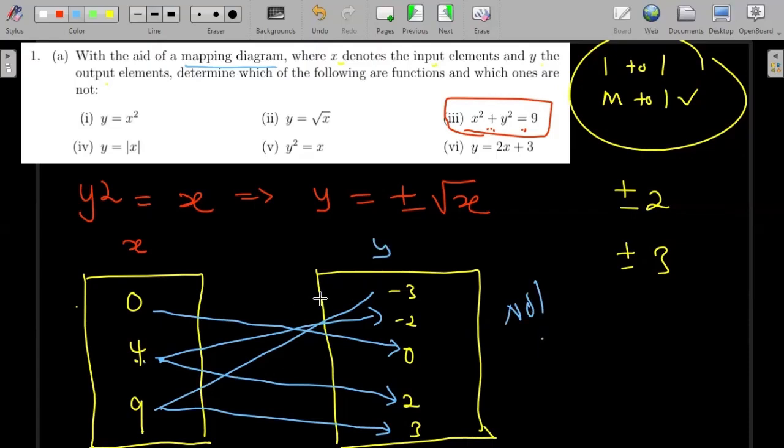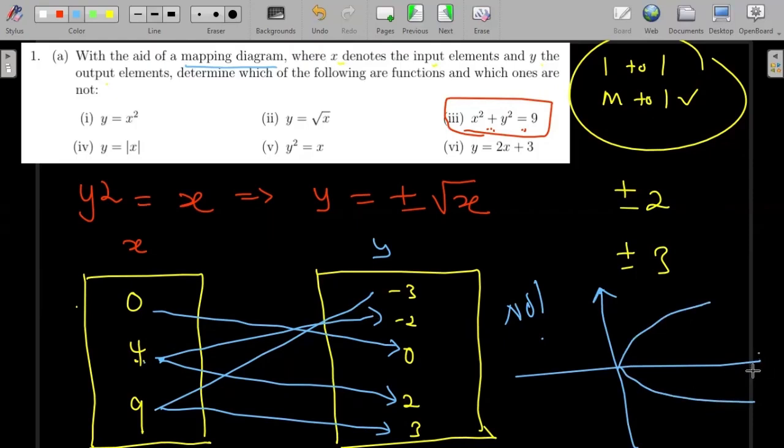So these are the y values. If you want to show it on the graph, the graph of y squared equals x is a quadratic curve that opens in the positive x direction. If we draw a vertical line anywhere here, this vertical line will cut the curve at 2 points. So we conclude that it is not a function.